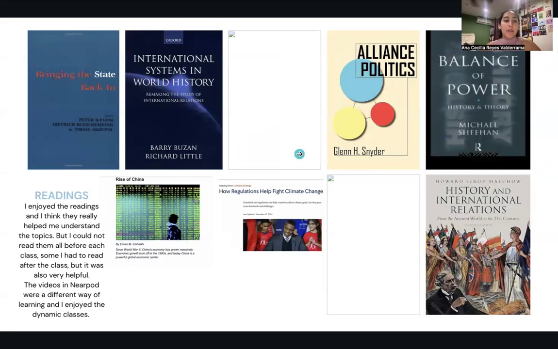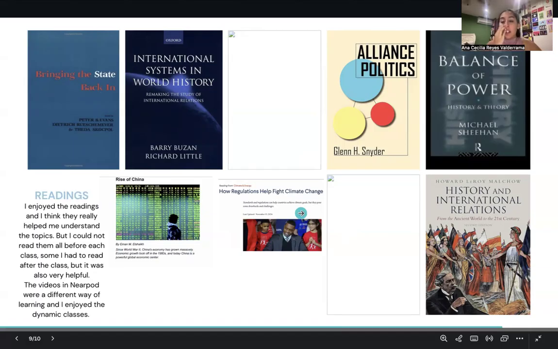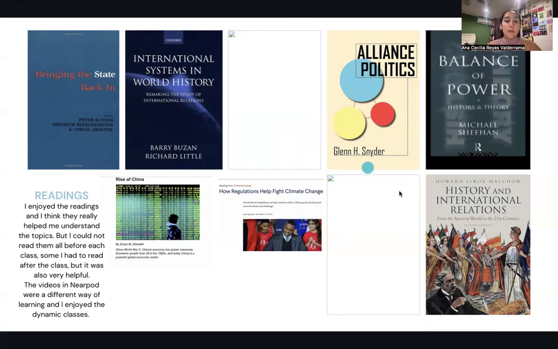And well, lastly, the readings. I really enjoy the readings, and I think that they really help me understand the topics. I could not read them all before the class, but I think that they really help me with the exam, and I read them all before the exam. I am sorry. And also, I really love the videos in Nearpod. I think it was a very dynamic class, and also the articles that the teacher Daniel told us.